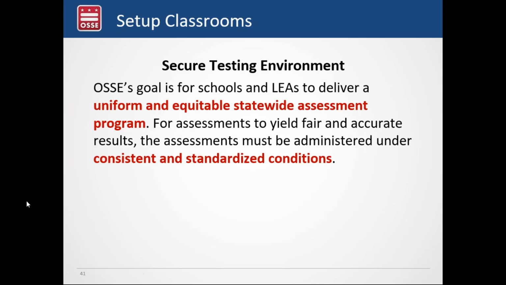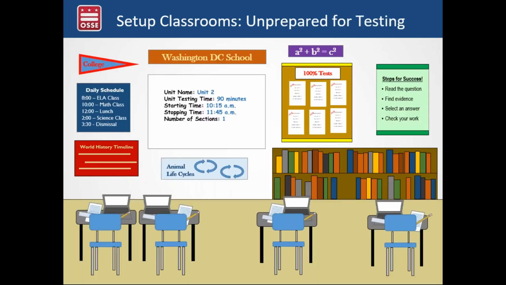As I mentioned before, the goal is for students to have a uniform and equitable statewide assessment program and a consistent and standardized testing environment. So one of the ways we do that across many schools in many different ways is by being really thoughtful about what is in the classroom. We have a picture here of a sample classroom. There's a lot of things on the walls or things about the way that this is set up that may be problematic for an equitable testing environment.